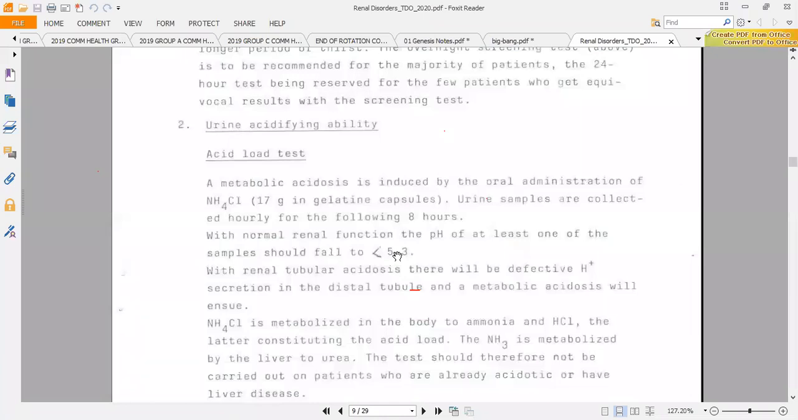We don't do this test for someone with liver failure because you are introducing ammonia into the person's system. And if the person's liver is failing, the person cannot convert the ammonia to urea. Note that urea is water soluble and it's less toxic as compared to raw ammonia, okay? So the liver converts the ammonia to urea. If your liver is not functioning, you cannot convert the ammonia to urea, okay? And the ammonia will stay in the system and then cause a lot of damage.